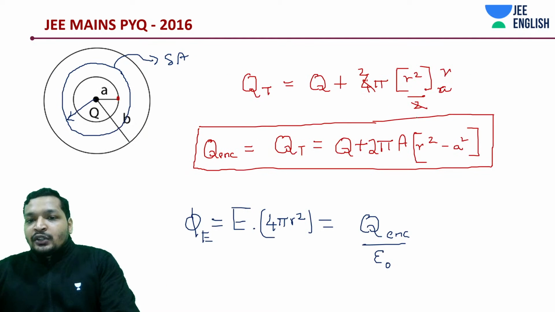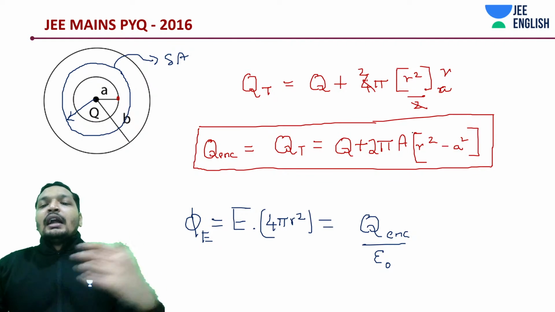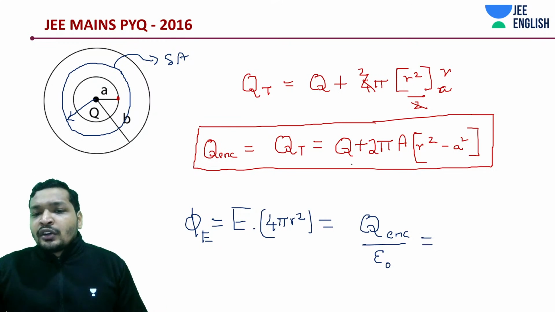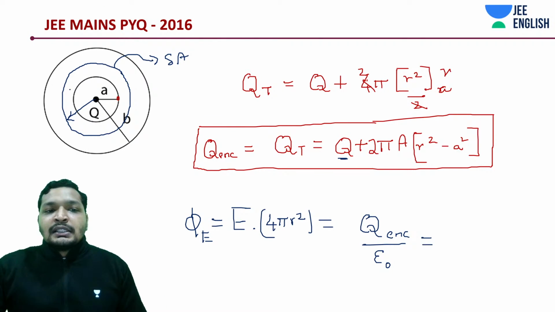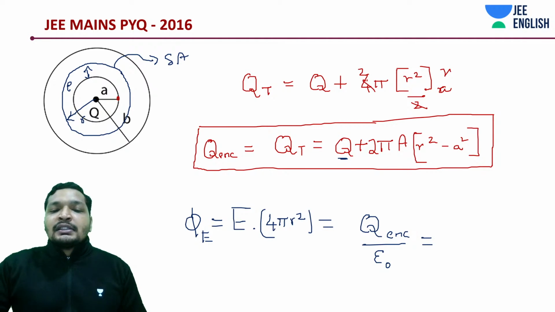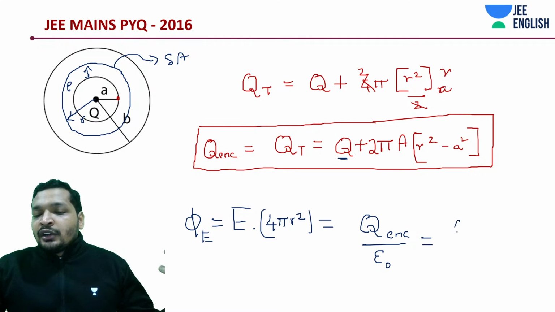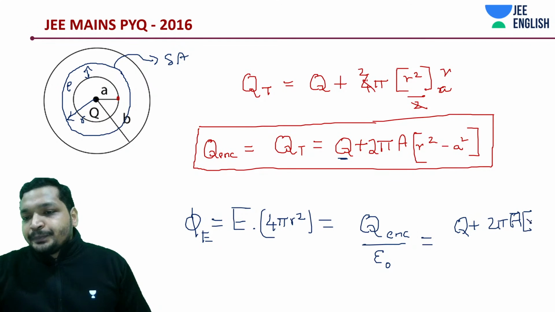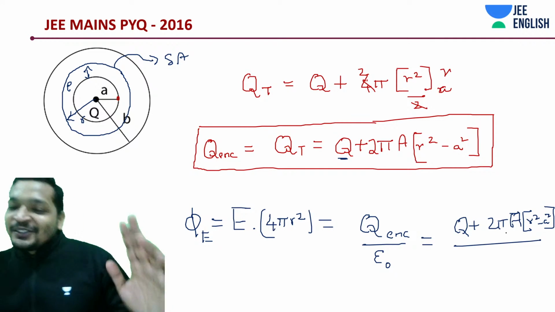I got R square by 2. This should be like 2 pi R square, and this should be from A to R, and that would be giving you 2 pi A into R square minus A square. And this is Q enclosed. It would include two parts. One part is the charge density in between this R and A, and one is that Q. So the thing you have to do is Q plus 2 pi A into R square minus A square, divided by epsilon naught.